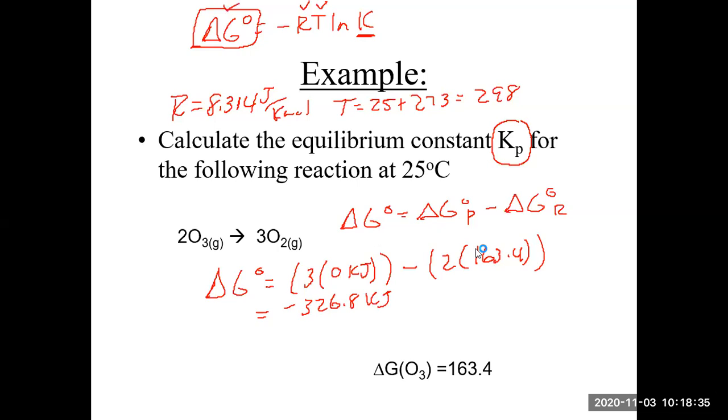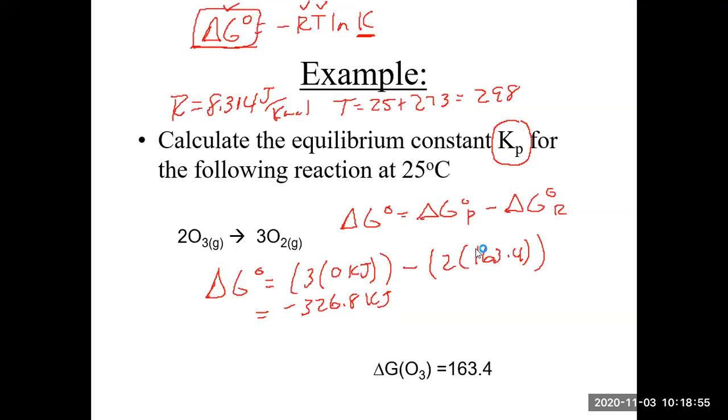Any questions on that so far? We do see that this reaction has a negative delta G, so we would expect it to be spontaneous. We now have everything we need to solve for K. So again, we have delta G naught equals minus RT natural log of K. That means the natural log of K would equal delta G naught divided by RT, and there's also a negative there as well.